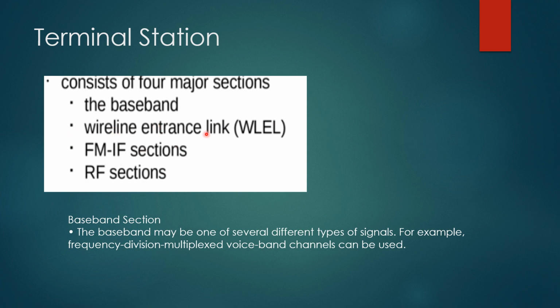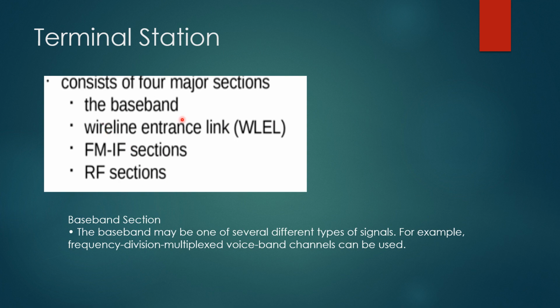Now here you can see an additional component, that is the wireline entrance link. As the name itself suggests, it is a link between these sections, between the multiplexing sections of the baseband and the IF section. This is going to provide a link, hence the name wireline entrance link. So these are the main section components of the terminal station.